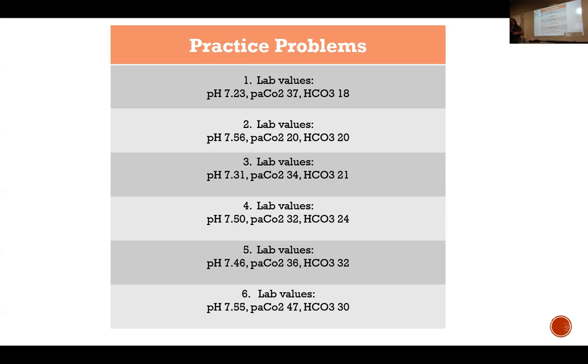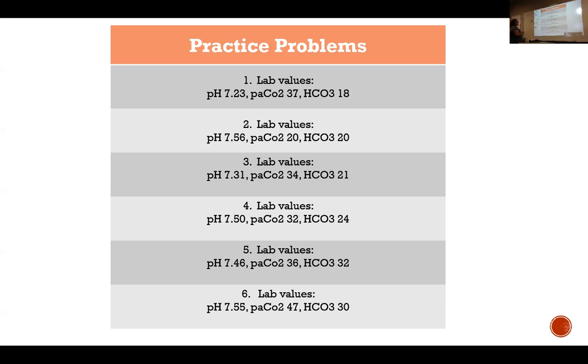Let's do number 4. I'm going to let the class next door help me again, okay? Let's draw our tic-tac-toe. Where would I put the pH? Alkalosis. Okay. Where would I put the CO2? Alkalosis. Where would I put the bicarb? Normal. Do I have a tic-tac-toe? Yes. What does my tic-tac-toe say? Uncompensated.